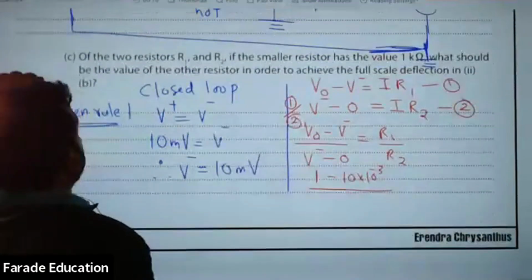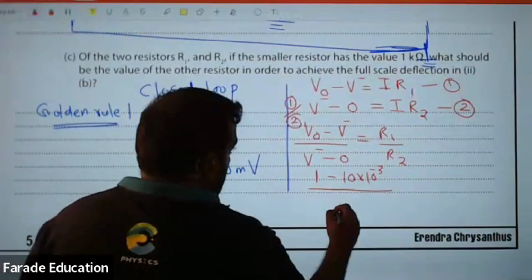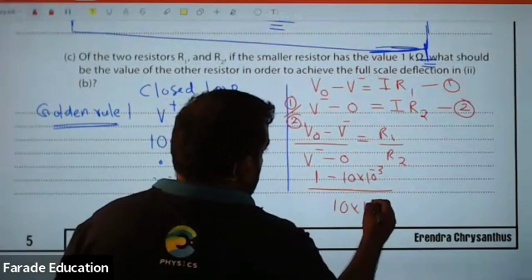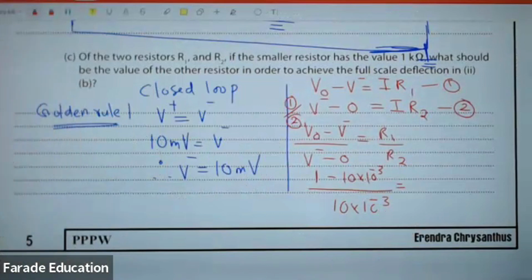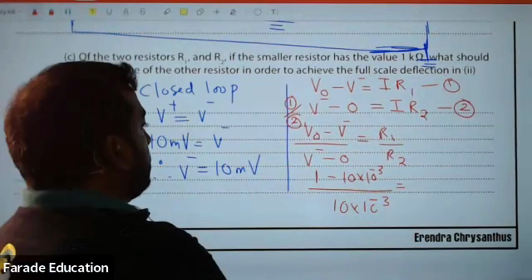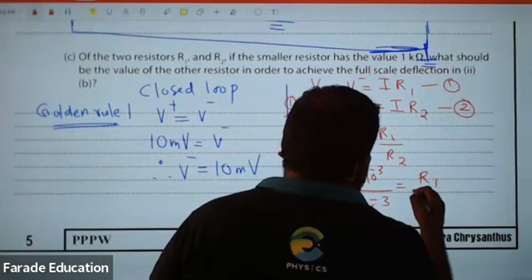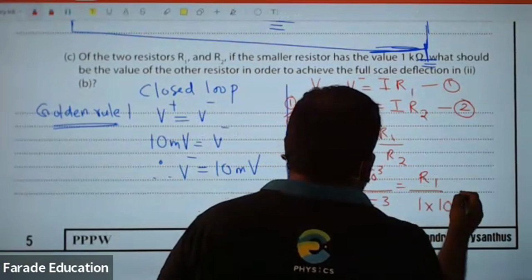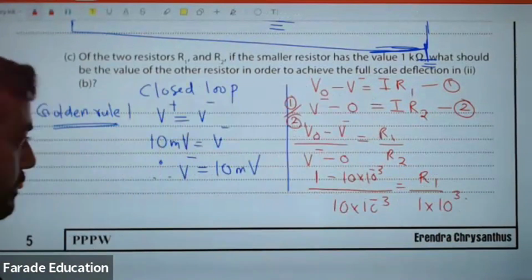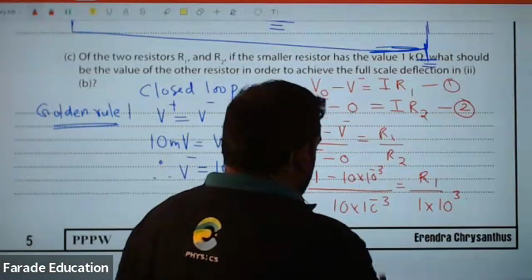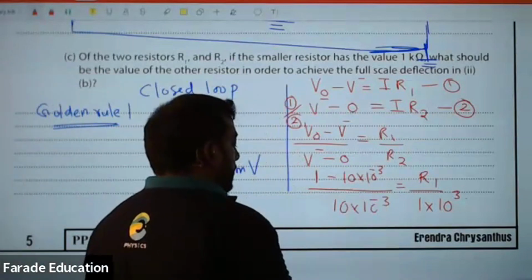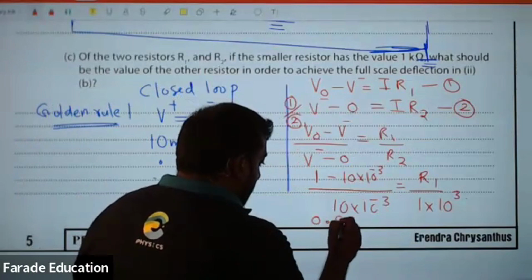Millivolts convert to volts. Here also 10 millivolts. What are your values? Smaller resistor. It's a gain. R1 should be larger. Smaller resistor is 1 kilo ohm. What is going to be R1? Simplify the relationship very, very carefully. So here 10 to the power minus 2, 0.01. 0.01 is 0.99.